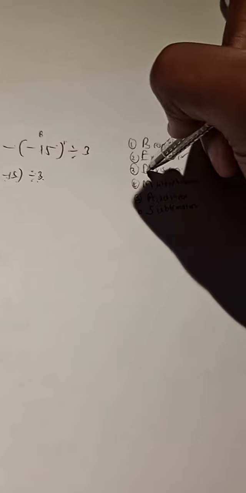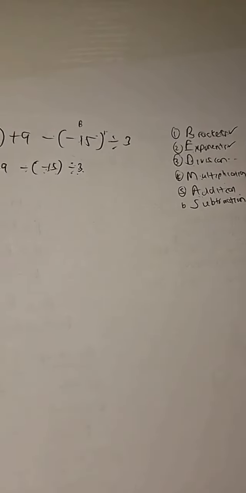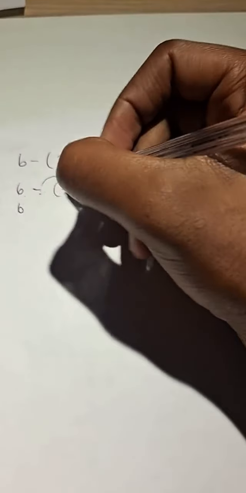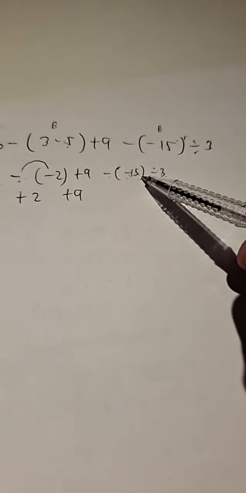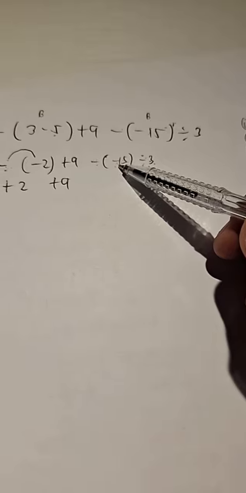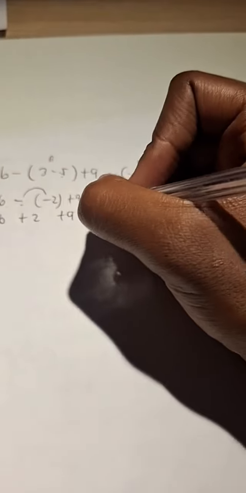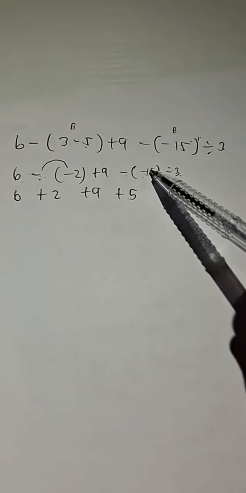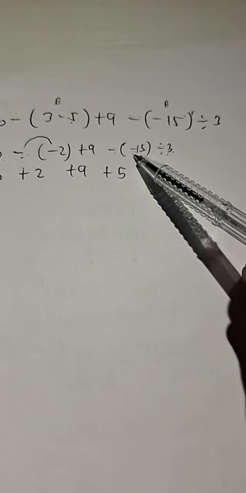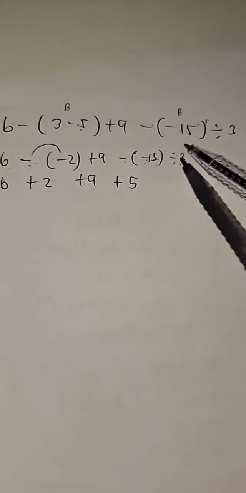So it doesn't matter if we start with division or multiplication, because division and multiplication, that order is fine, because division and multiplication are inverse operations. So we can then say 6. What's negative times a negative? It's positive 2, plus 9. Then we have negative 15. Negative divided by negative is also positive 15. Positive 15 divided by 3 gives us positive 5. I repeat, negative times negative 15 gives me positive 15. Then positive 15 divided by 3 gives me positive 5.